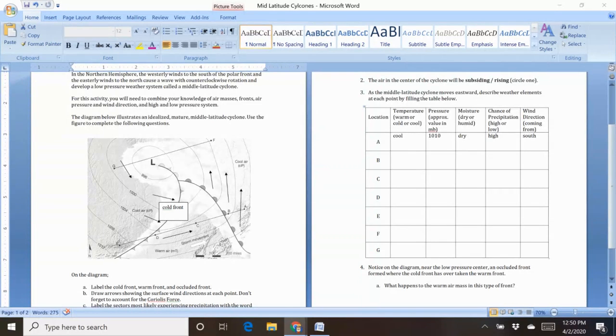Professor, I have a question about the wind direction for point C. Sure. For point C, would it be coming from the west or would it be south? That would be, to be honest, a west. Consider 8 wind directions. Okay, got it. Thank you.